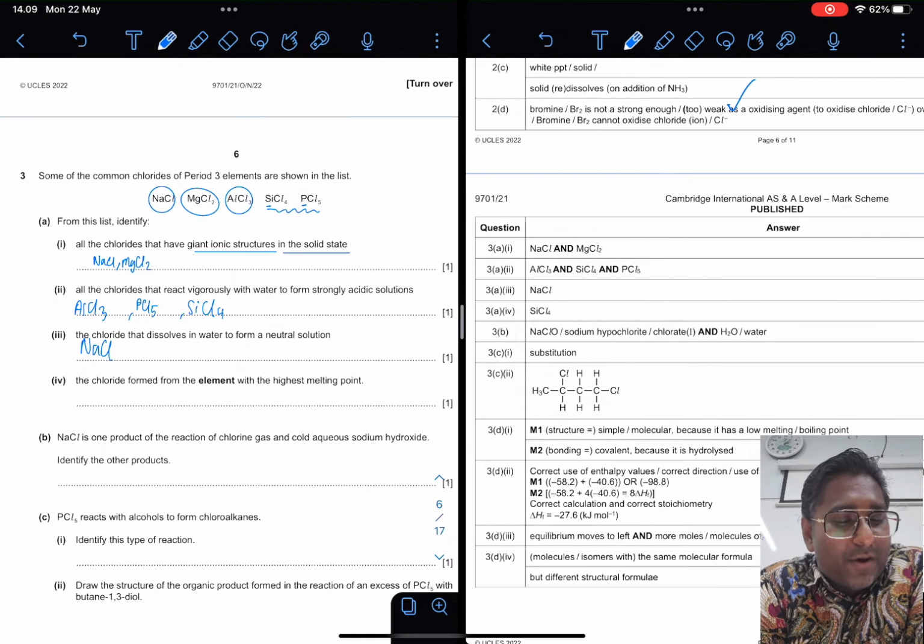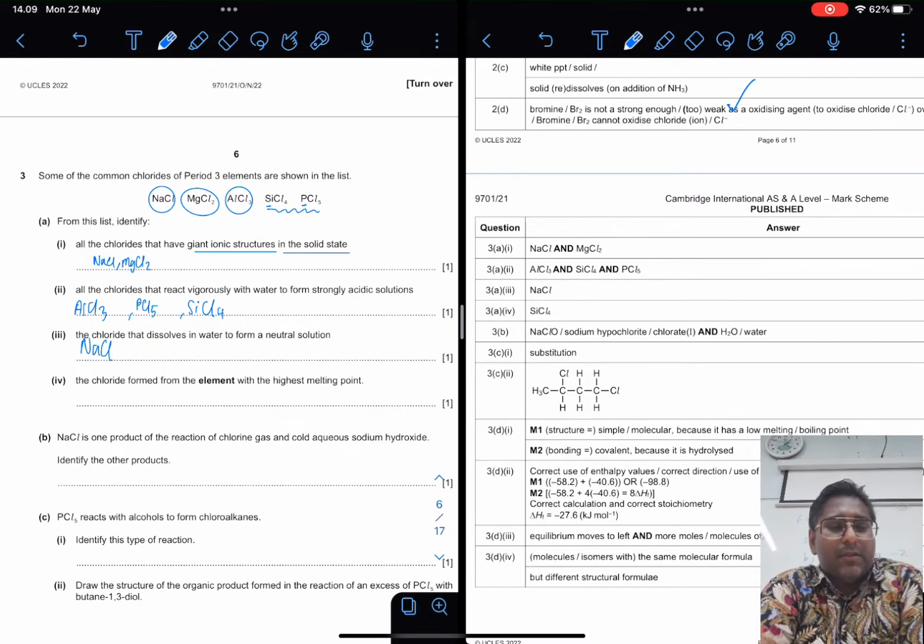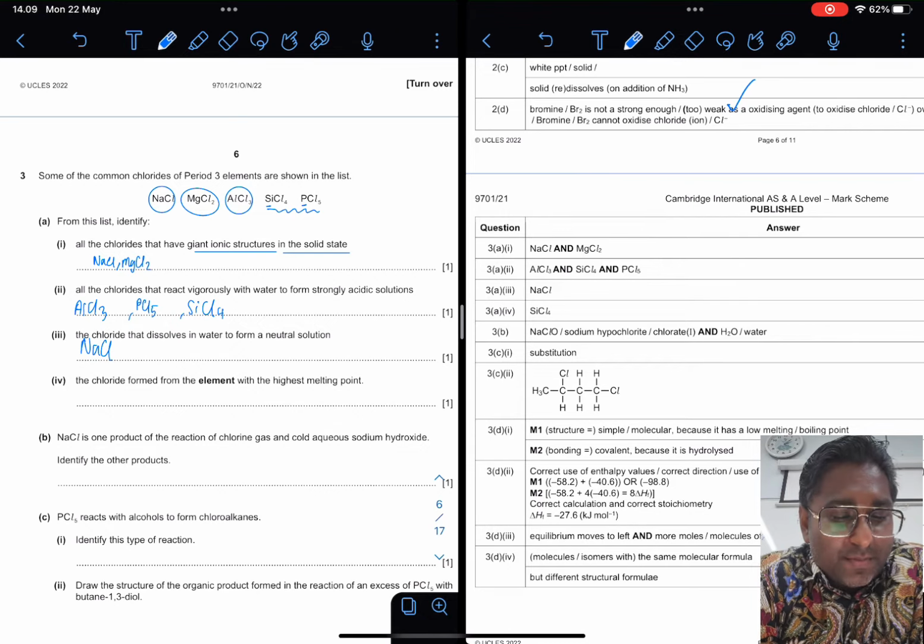The chloride formed from the element with the highest melting point.